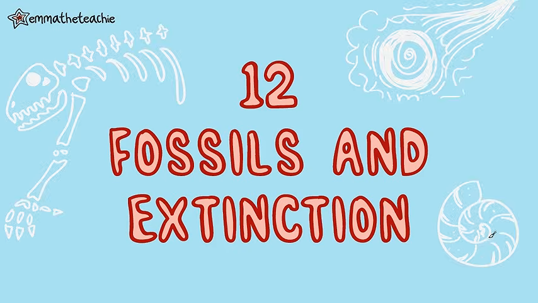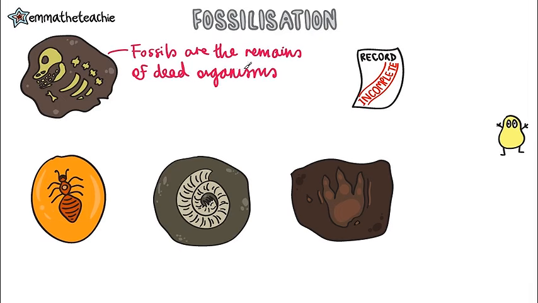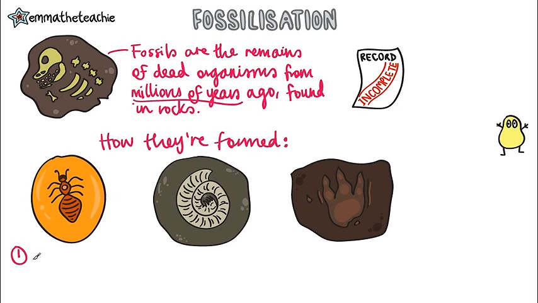12. Fossils and extinction. Fossils are the remains of organisms from millions of years ago that can be found in rocks. It's important that you do say millions of years ago when you define it. You need to know the different ways that fossils can be formed.